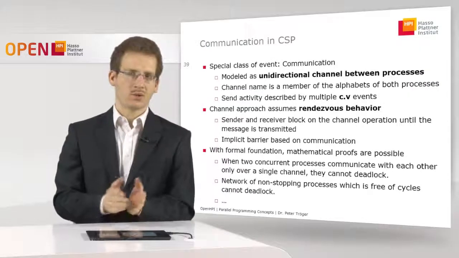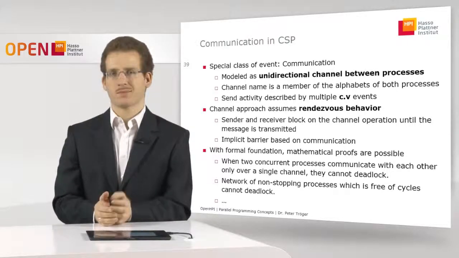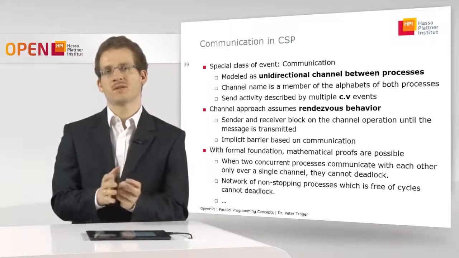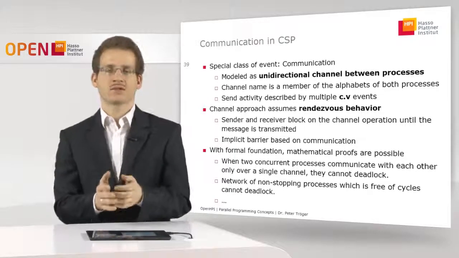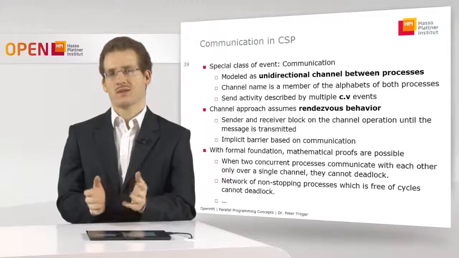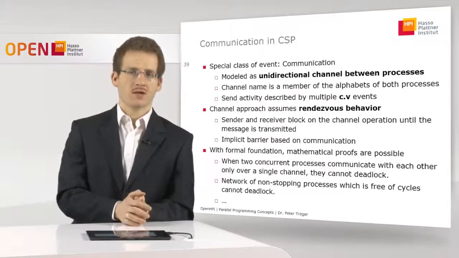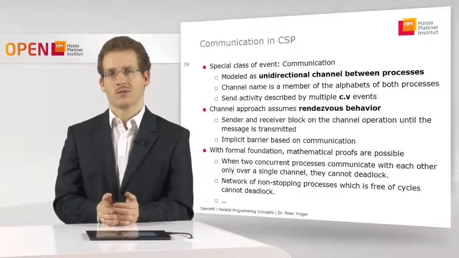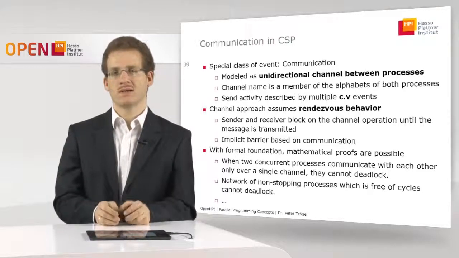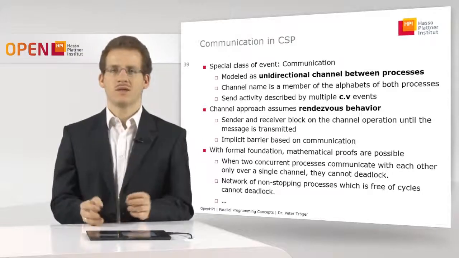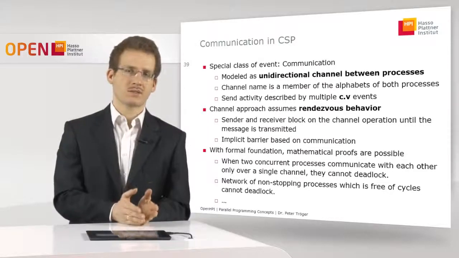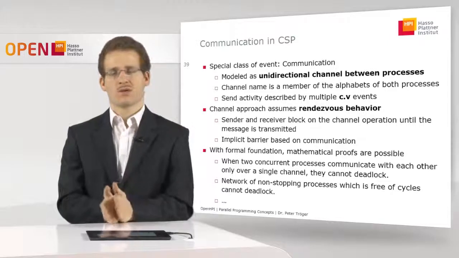When you take this idea of processes and events, you can start to define a special class of event, which is communication. We treat the exchange of messages, the exchange of information, as just another event that may happen. A communication event can then be summarized as something called a channel. A channel is a unidirectional connection between two processes. So process A may communicate with process B, and this means it triggers particular events for process B. If you want to group these events, you can summarize them as a particular channel. Channels in CSP have, for some reasons, a so-called rendezvous behavior.